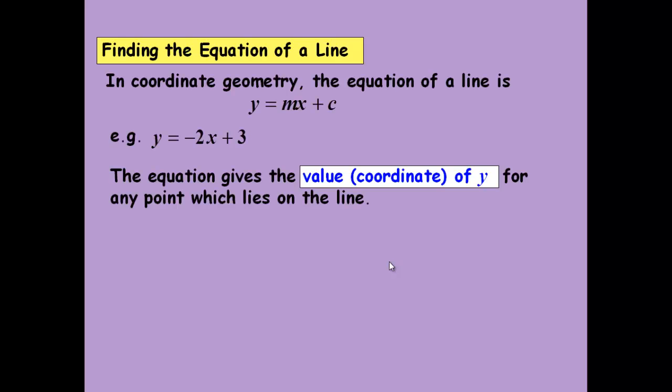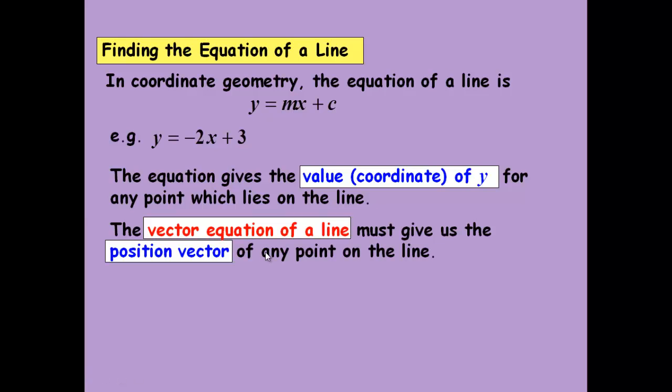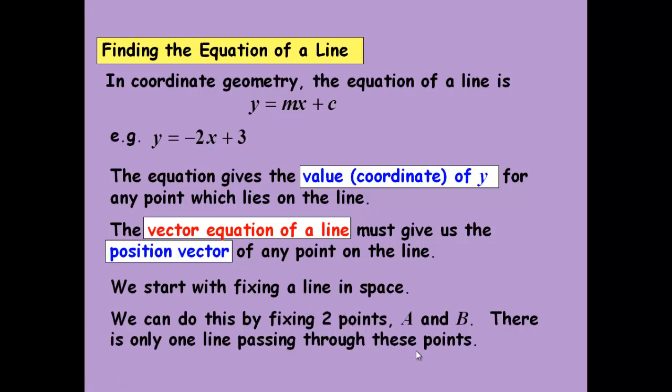In coordinate geometry, we use y equals mx plus c for the equation of a line, the equation giving us the value of y for a given value of x. The vector equation of a line is very similar. It must give us the position vector of any point on the line. If we have any 2 points in space, there is only one line that passes through them.